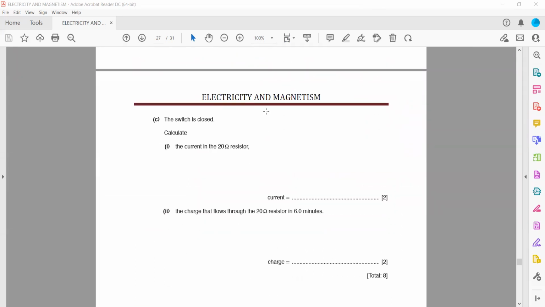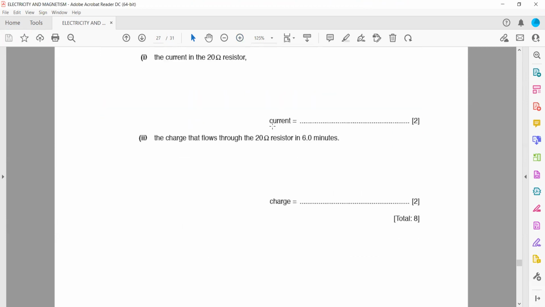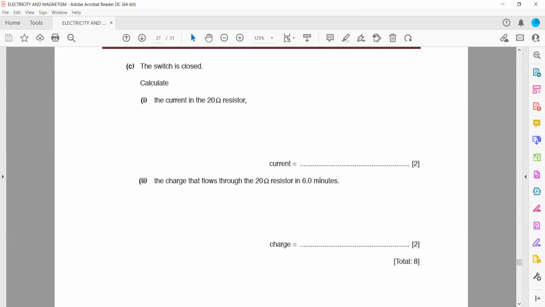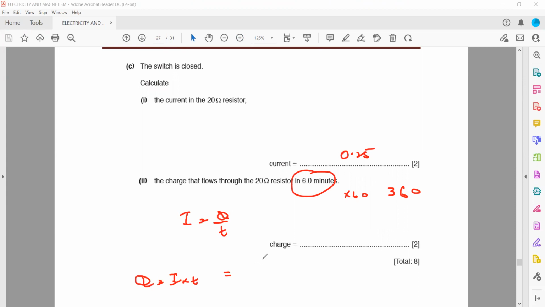Then the charge flowing through the 20 ohm in 6 minutes. Whenever you solve, time should always be in seconds. So this is 6 minutes, we multiply it by 60. So 6 multiplied by 6 is 36, so 360. And the current was 0.25. So we need the charge. Current is charge divided by time, so charge is current into time. Always write a formula before solving the question. So the current is equal to 0.25 and the time is equal to 360. So 1 by 4 of 360 is equal to 90. So this will be equal to 90 coulombs.